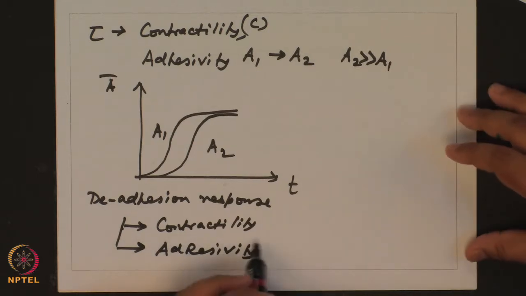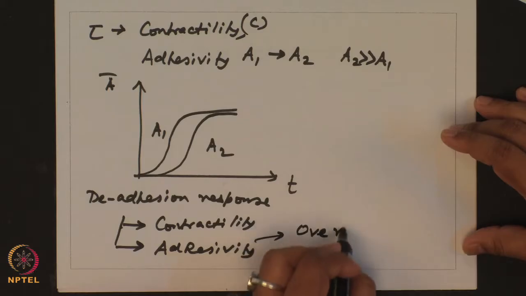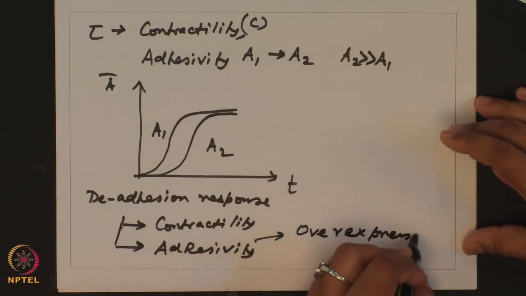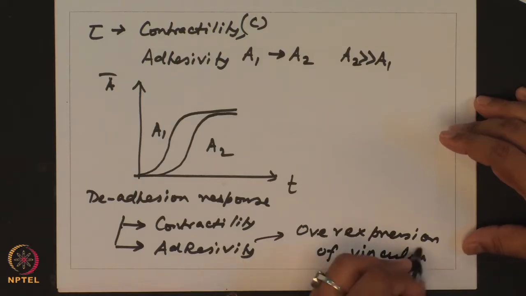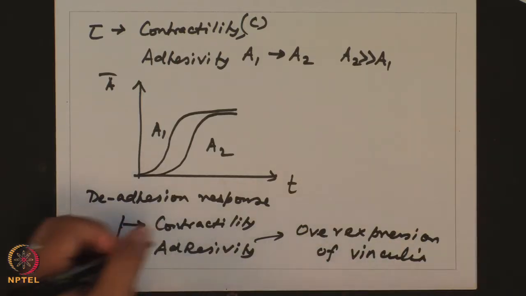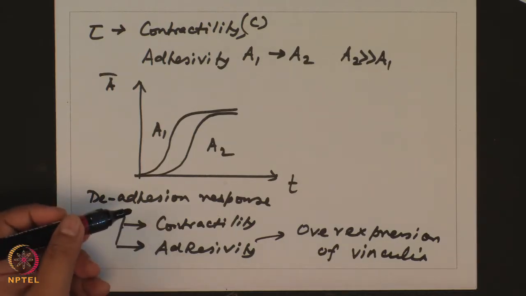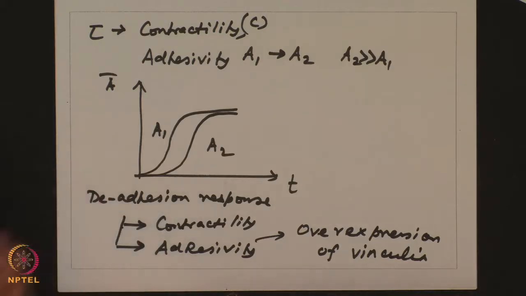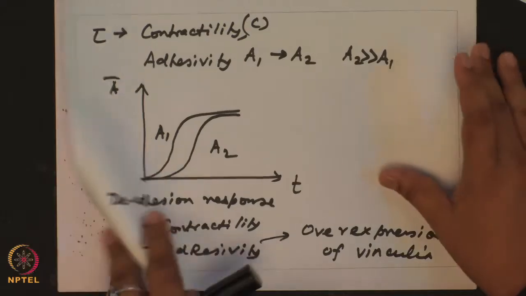Now, the adhesivity might change because of overexpression of a focal adhesion protein like vinculin, which is a structural protein. But you can also change this by adding trypsin, which is 10 times more active. In that way, the chopping rate of focal adhesions is going to be higher.